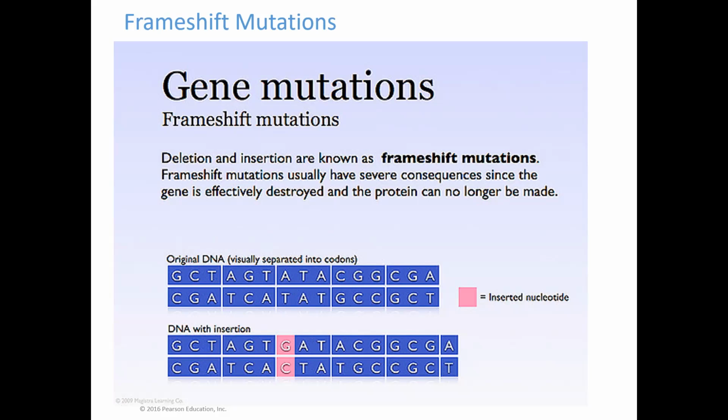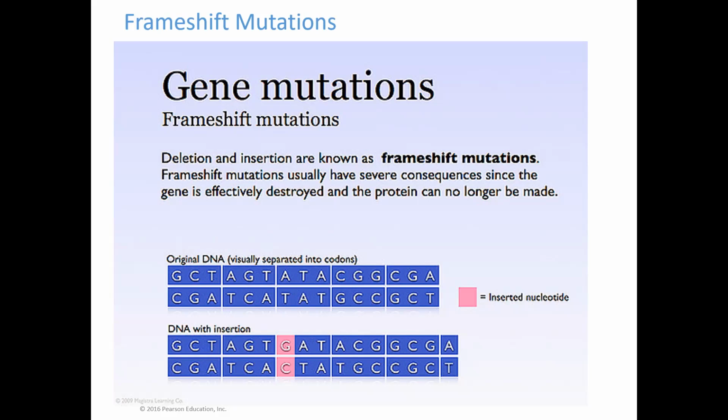And so frame shift mutations are very dangerous. They usually end up stopping the production of the protein. The protein is usually destroyed, so we're not making the protein anymore. The odds are it's either going to make a defective protein that becomes dangerous, or we have destroyed the gene.